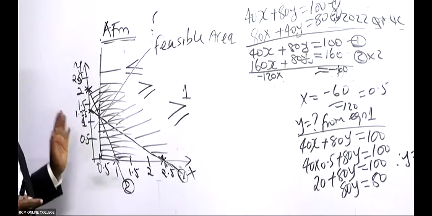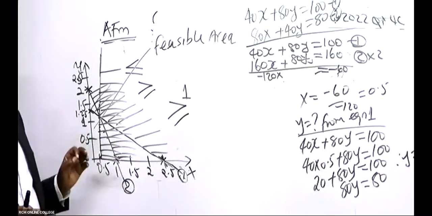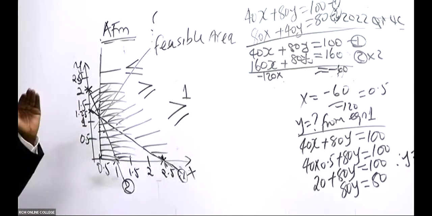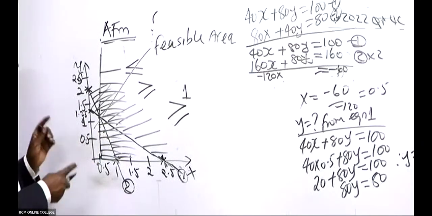0.5 versus 1, like that. So then we have our feasible area, which is our practical area. What are we supposed to do as the last step? Once you get this feasible area, please mark all the corners.